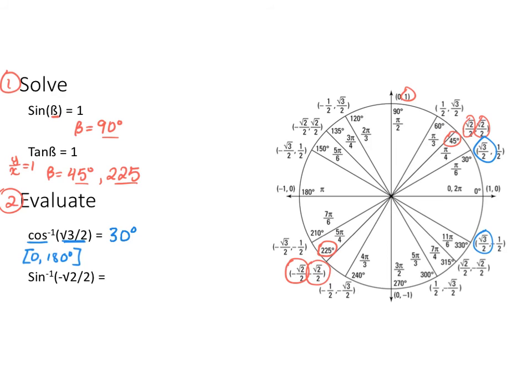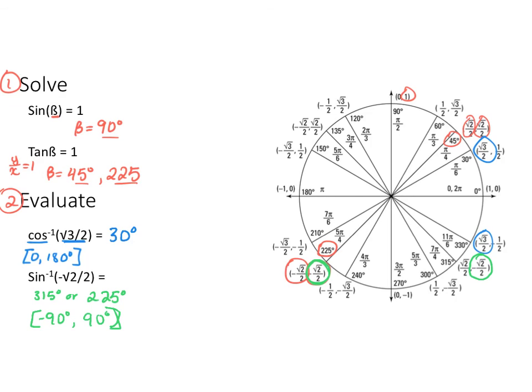For the second problem, I've got sine inverse of negative square root 2 over 2. So sine is my y value, so I'm going to find those negative square root 2 over 2 values for the sine value. That gives me 2 angles. My 2 angles are 315 degrees, or I can use 225 degrees. However, if you remember, our range for sine is it can go from negative 90 degrees to 90 degrees. So neither one of these angle measurements fits into that range.